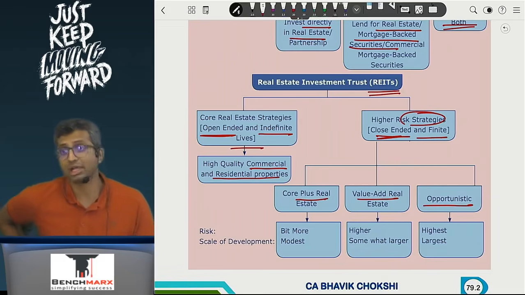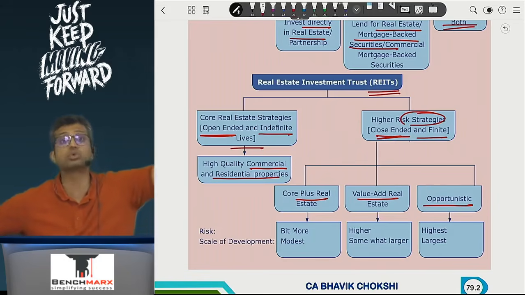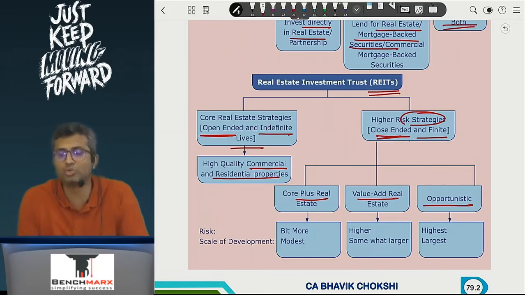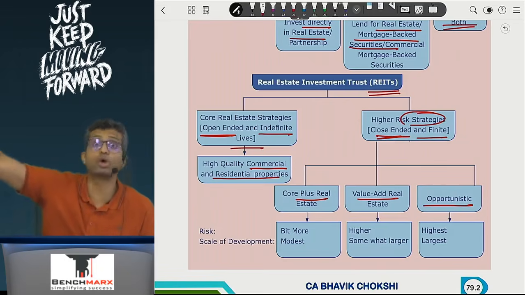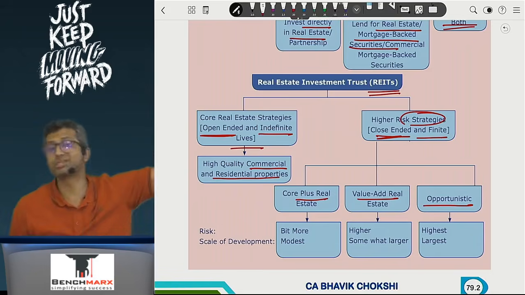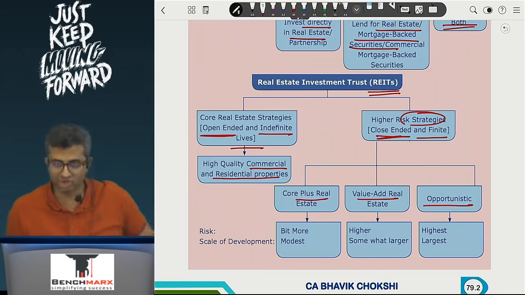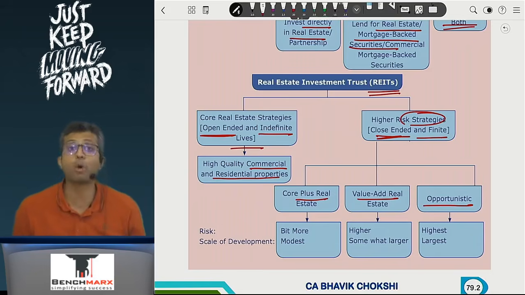And hence, if you are aware, in India there was a project called Lavasa. Now it has failed, but that project had 15 or 20,000 crores of investment. So investing in Lavasa is like opportunistic investing, or Gift City was opportunistic investing in a big project. That is opportunistic investing by a REIT. Value add would go into medium-sized projects, whereas core plus would take a slightly higher scale of development.